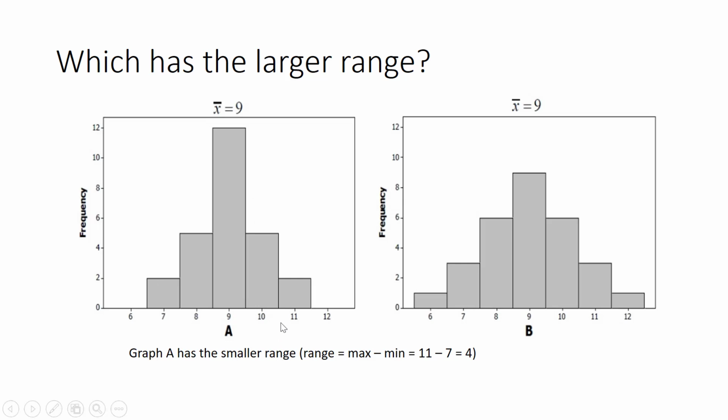Remember, we calculate range by taking the maximum and subtracting off the minimum. So in this case, we have 11 minus 7, which is 4. Graph B has a range of about 12 minus 6, or 6. So you can see that graph A has the smaller range and graph B has the larger range.